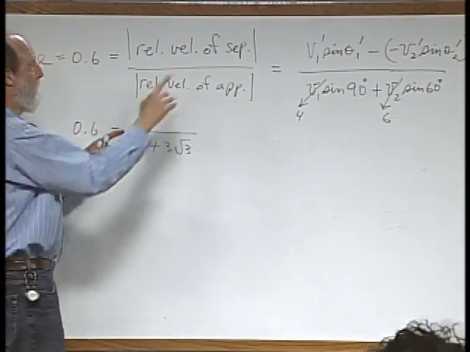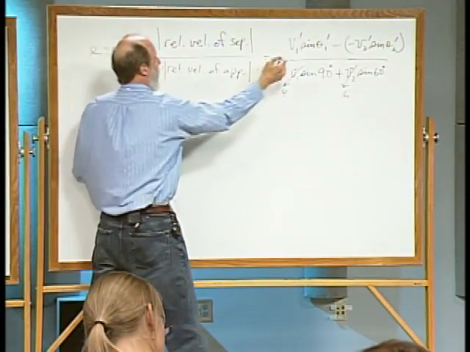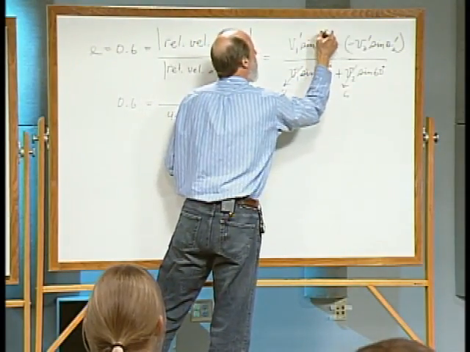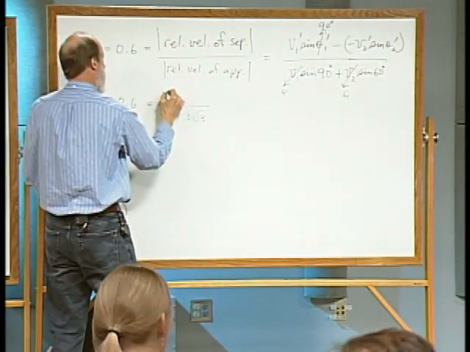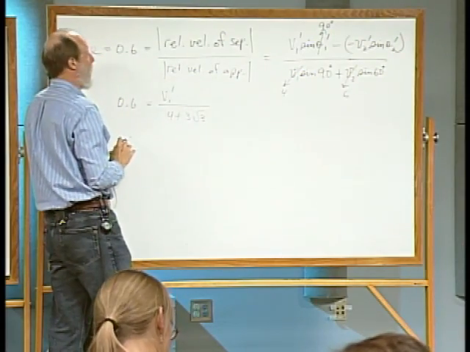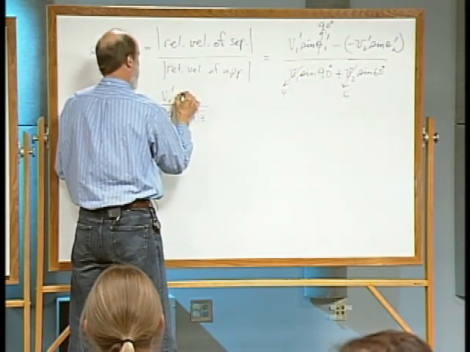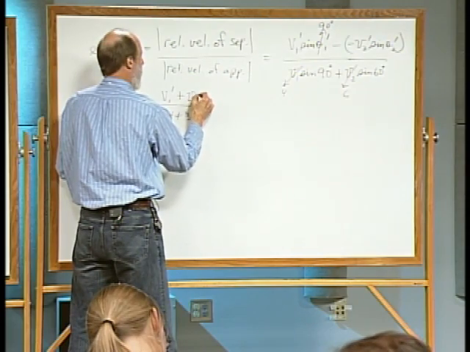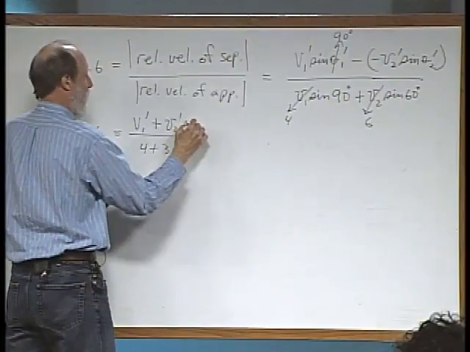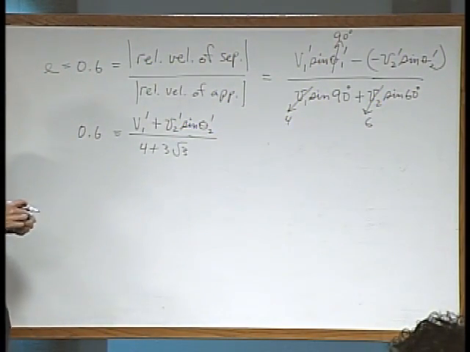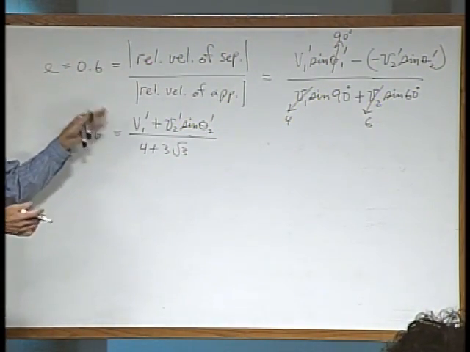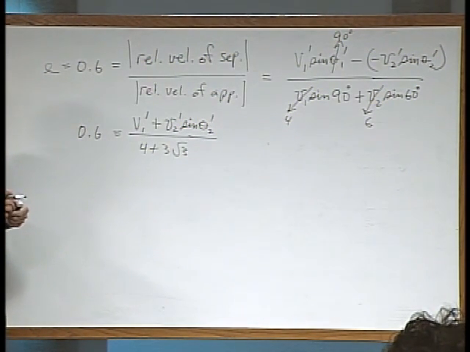Those become, since theta 1 prime was 90 degrees, that becomes just v1 prime. Minus the minus becomes plus v2 prime sine theta 2 prime. If necessary, we could have slapped absolute values on those. Did I write it down right, or did I make a mistake somewhere?